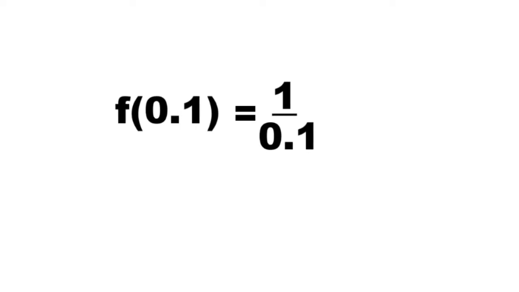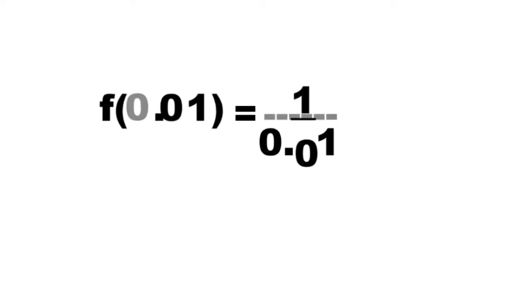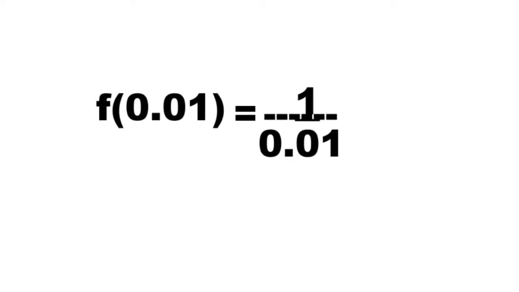Then we are going to try smaller numbers, example 0.1. So f of 0.1 equals 1 divided by 0.1, which is equal to 10. Next is 0.01, so f of 0.01 equals 1 divided by 0.01, which is equal to 100. As x increases, f of x decreases, and vice versa.